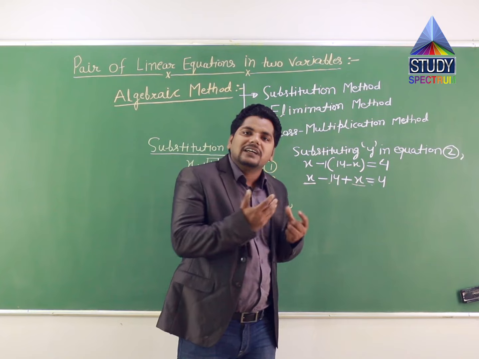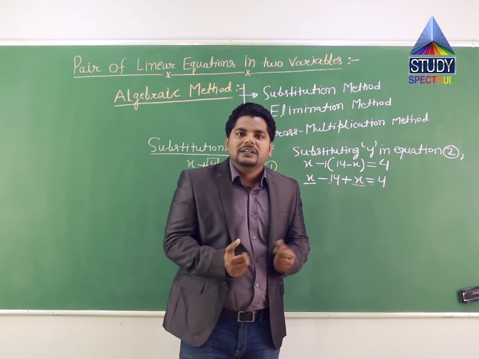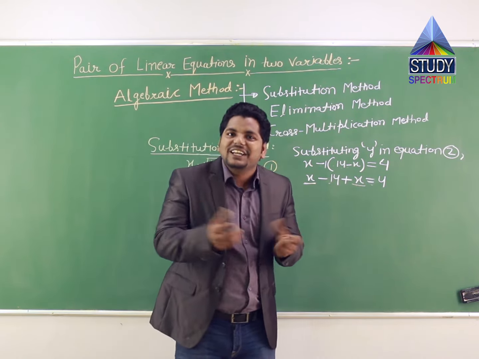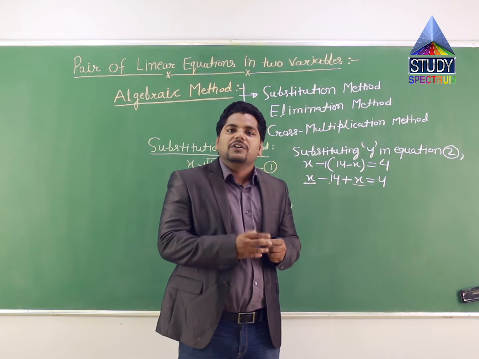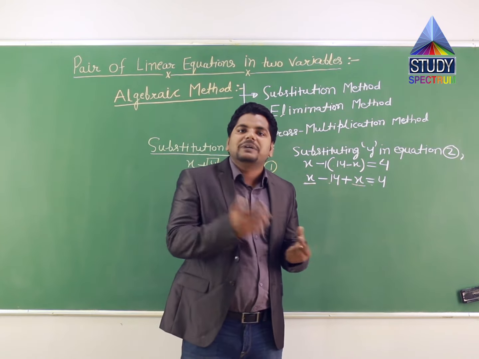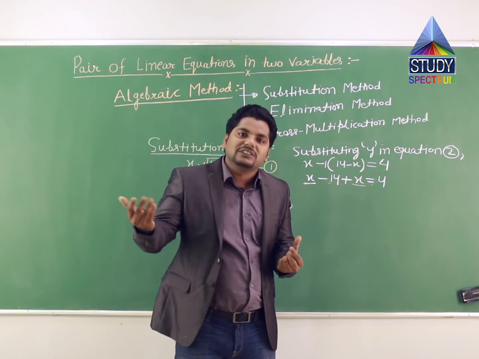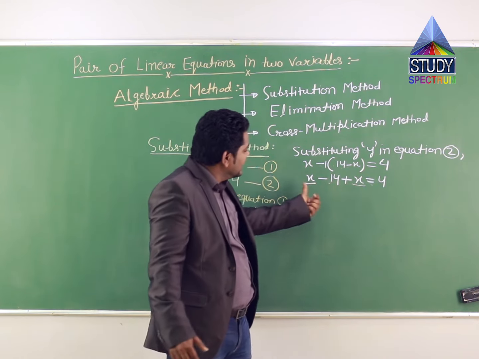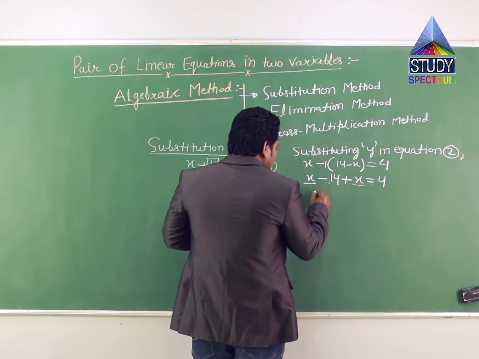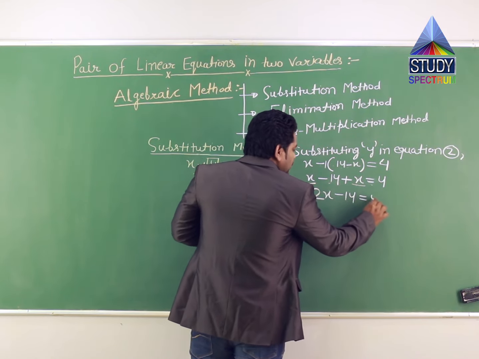Let's take a general life example. If you have 2 guavas and 5 apples, and someone asks you how many apples you have, you won't say you have 7 apples. You have 5 apples actually. It means two different variables cannot be added together, and a variable cannot be added with a constant. So only x and x will be added together. So x and x will be 2x, and minus 14 is there, equal to 4.